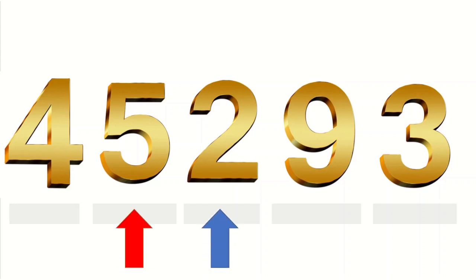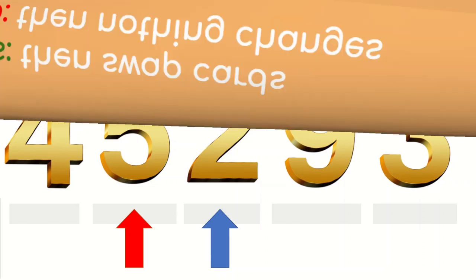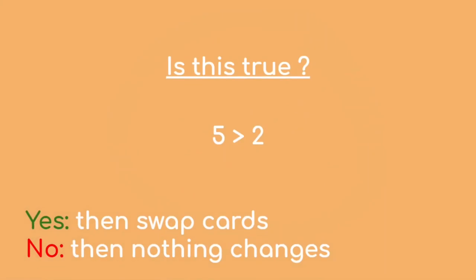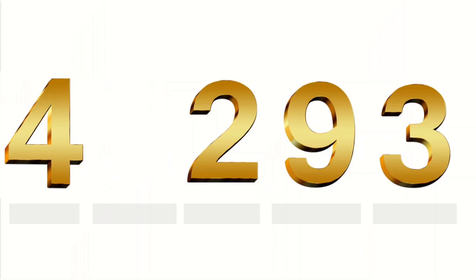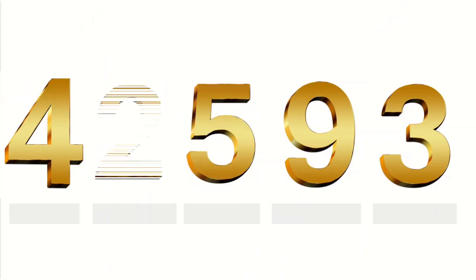So 5 and 2. Just as we did in the last step, we have to compare the values of these two cards. If the card on the left is greater than the card on the right, we swap. Otherwise, we leave it be and move on. Is 5 greater than 2? Yes. So we will swap these two cards. 5 goes to where 2 was, and 2 goes to where 5 was.